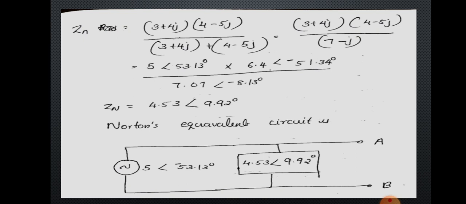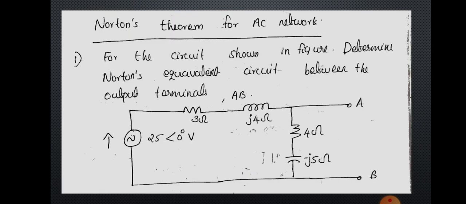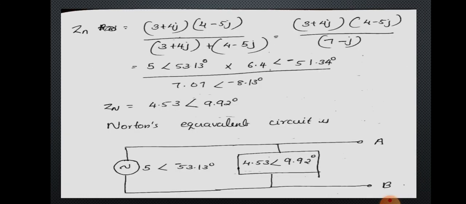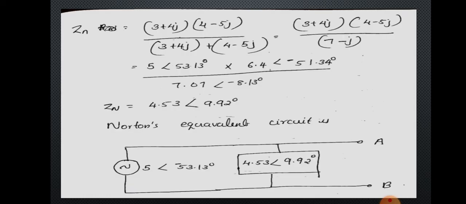So the Norton's equivalent circuit can be drawn by using the Norton's current source IN and Zn values. So that will be 5 angle minus 53.13 degrees in parallel with 4.53 angle 9.92 degree. That is the Norton's equivalent circuit. So this is the Norton's theorem for AC network, and you can use this theorem in order to find out the current through the unknown branch. This is all about this theorem.